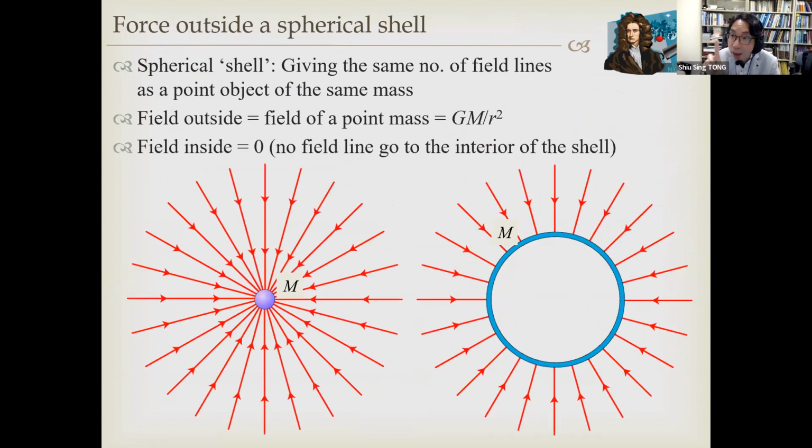Now I consider an interesting thing. Instead of having a point mass at a coordinate origin, now I imagine the mass to be distributed on a spherical shell. By a spherical shell, I mean a spherical surface with negligible thickness. So it is hollow inside. There's nothing inside, and all the mass is concentrated on the surface of a sphere. And I consider the mass of this spherical shell to be the same as the original point mass.